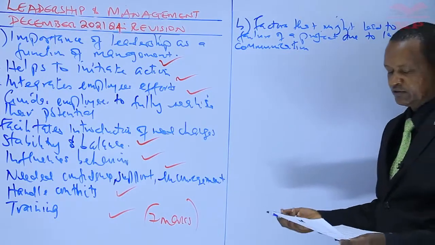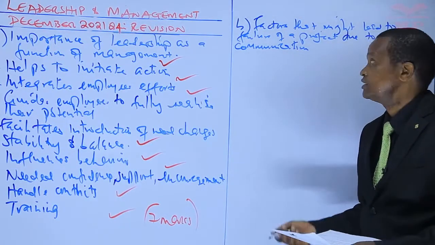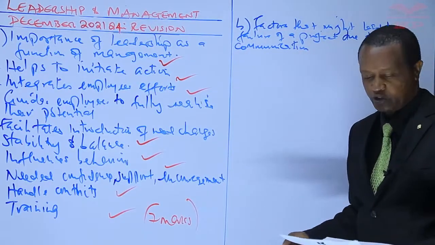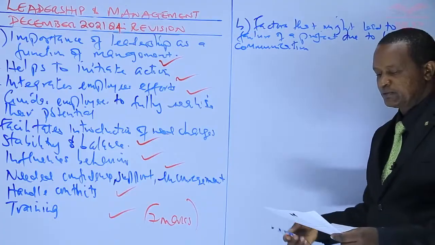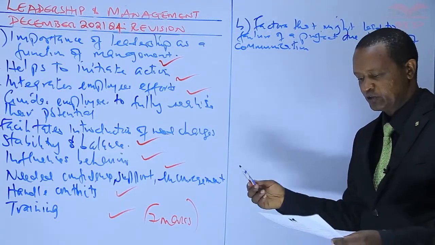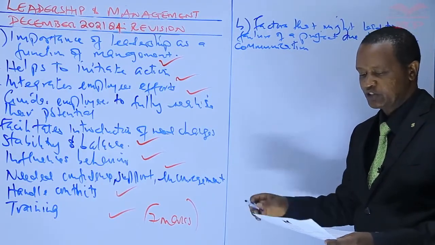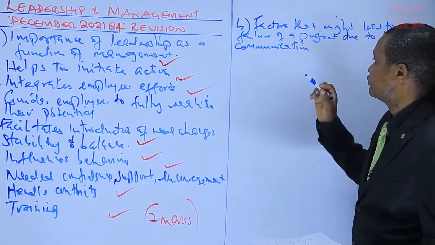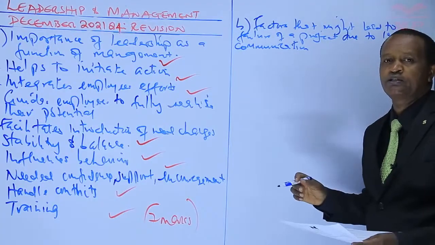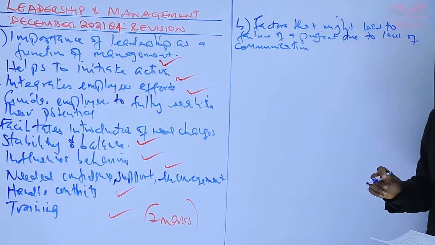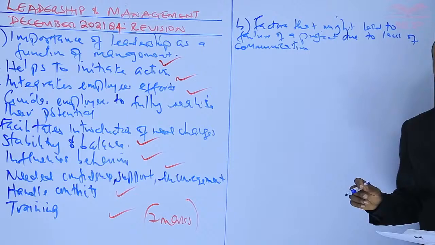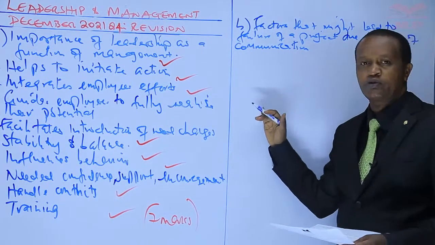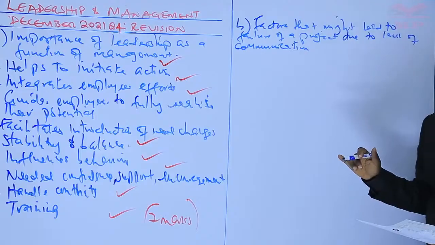It's very easy to misinterpret this question as being a general question requiring students to explain factors that might lead to failure of a project. The question is in relation to lack of communication. How can lack of communication lead to failure of a project? Now, having understood the question, we can now proceed to answer it.